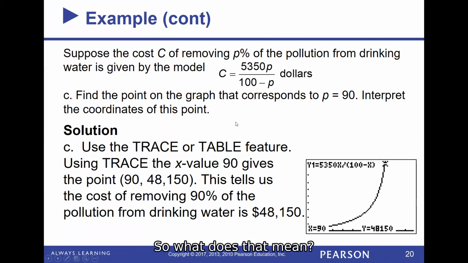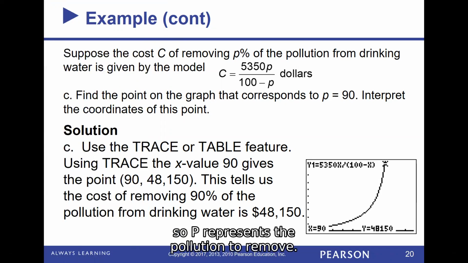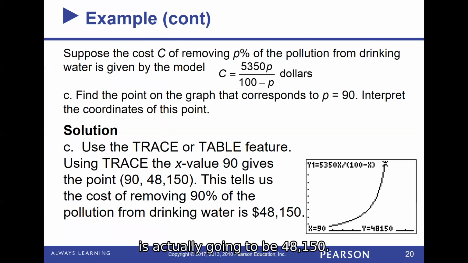So what does that mean? Well, remember that X represented our P, and P was 90. So P represents the pollution removed. So this tells us that the cost of removing 90% of the pollution from our drinking water is actually going to be 48,150.